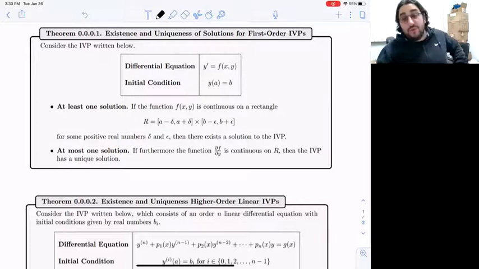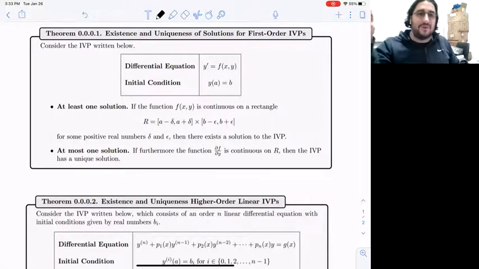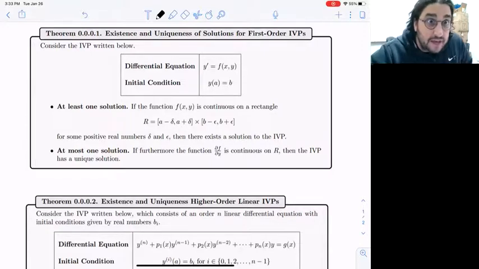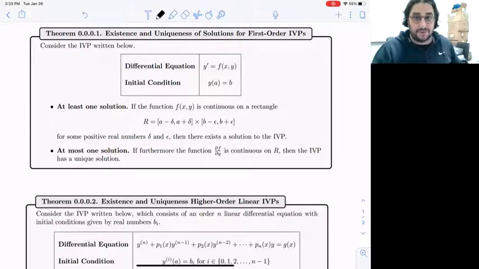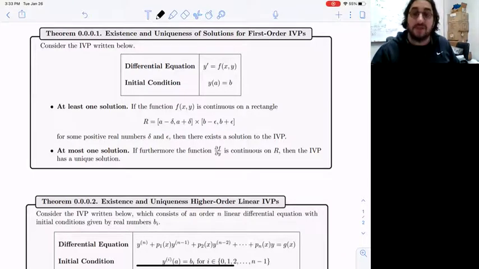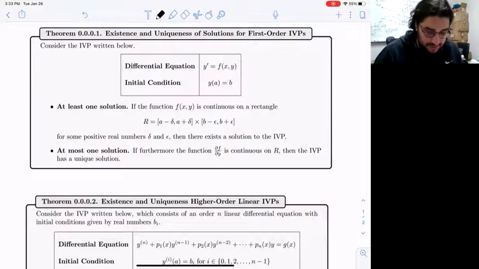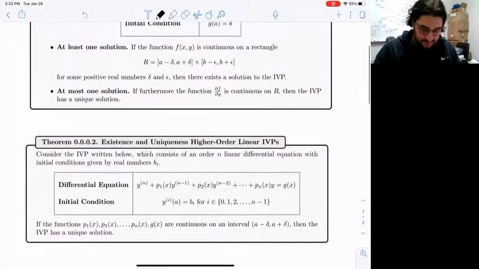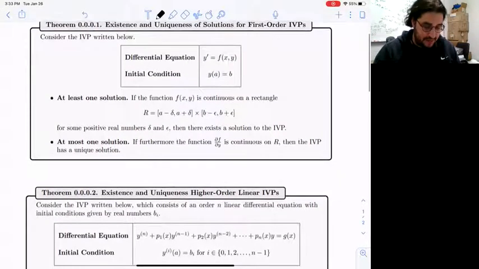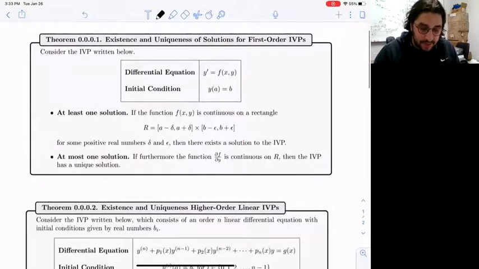We in fact have two theorems that I want to go through. And they're kind of wordy, so I have them just typeset and we'll look at them rather than writing them out. So there are two theorems, one for first order IVPs and one for higher order linear IVPs. For first order IVPs, these are the two theorems that we're looking at today. I want to start with this first order one.